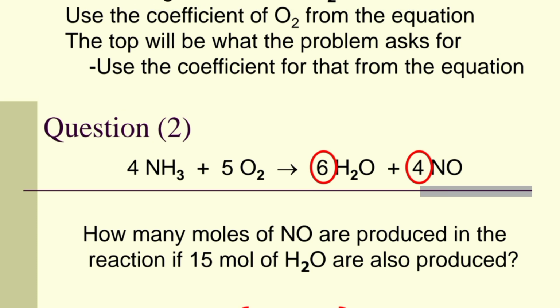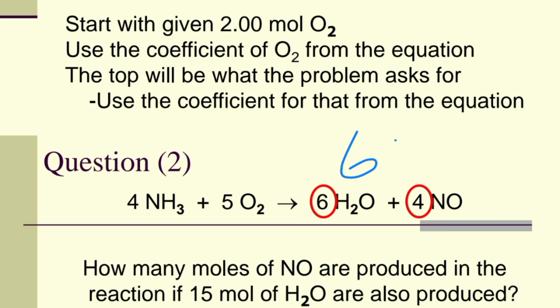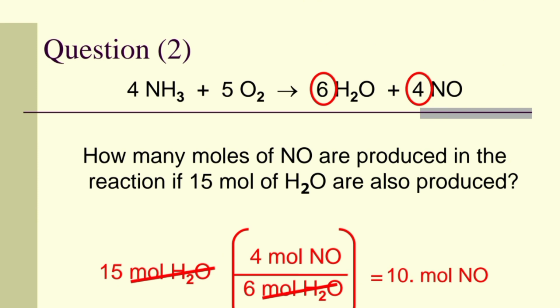question. How many moles of NO are produced in the reaction if 15 moles of H2O are also produced? What is the ratio between H2O and NO? It is 6:4.